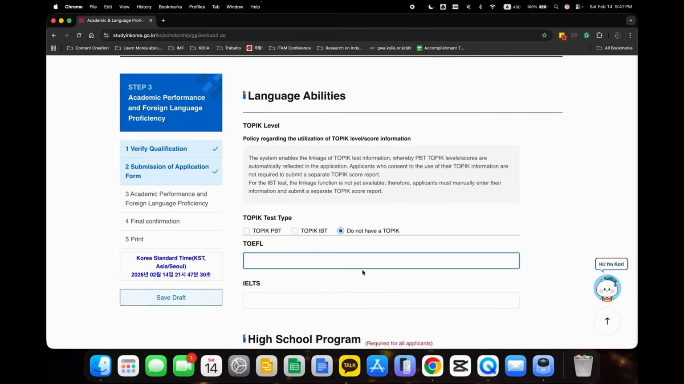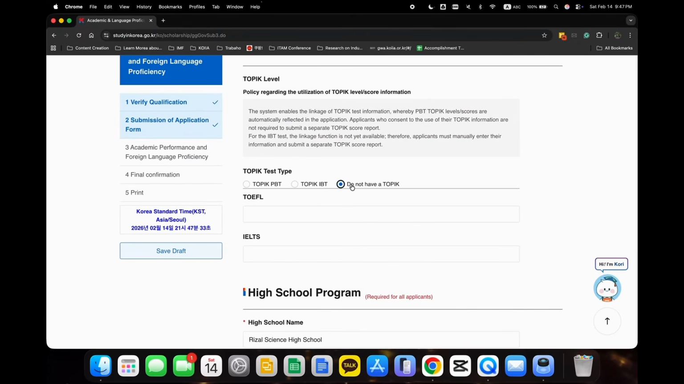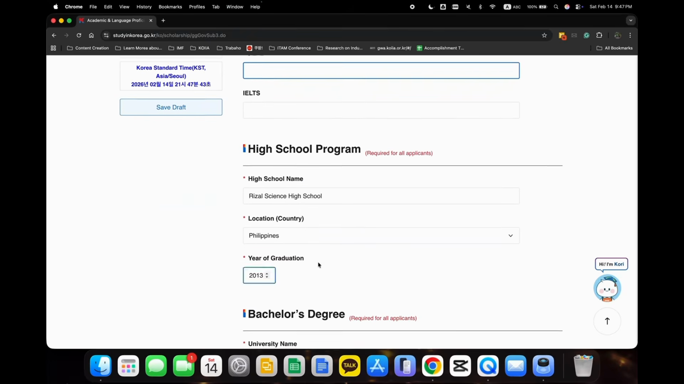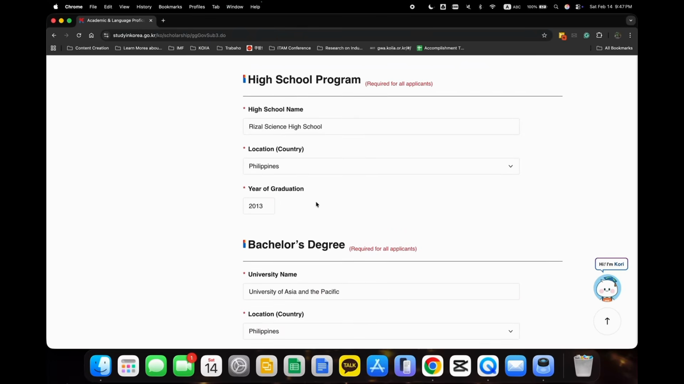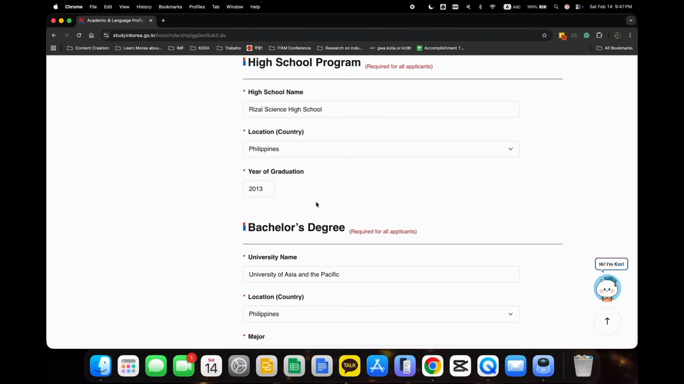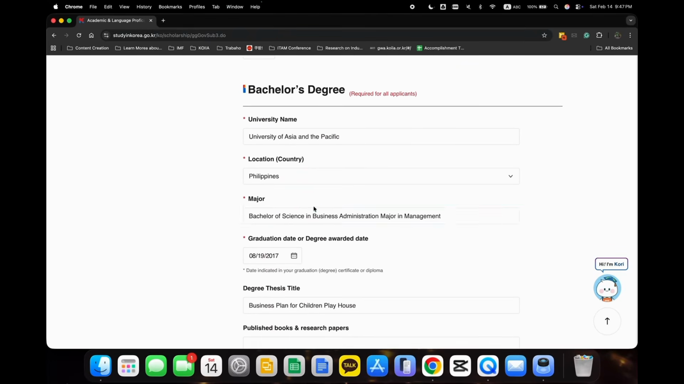The next part is about language abilities. So if I don't have TOPIK, just write no language, no TOPIK certificate. You don't need to put NA, just don't put anything. And then the next information needed is the high school. Make sure to check all the information properly, year of graduation included.